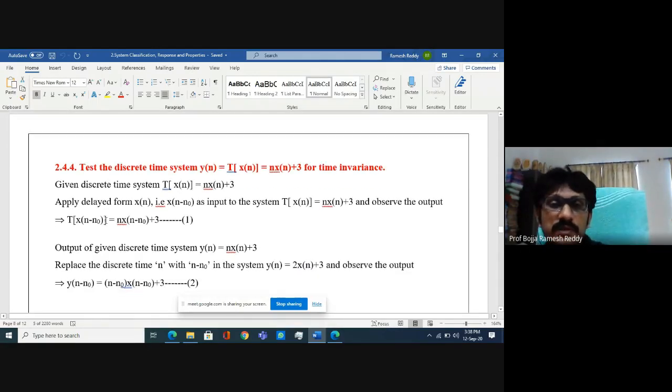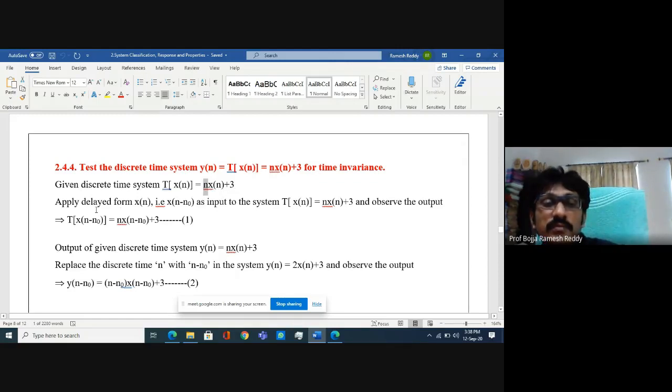Now repeat the previous procedure. Given the discrete time system, transformation of x of n is equal to n x of n plus 3. Here n means the coefficient is variable. Previously the coefficient was constant: 2 x of n means the coefficient is constant, that is amplification. Now the amplification is a variable quantity, not a constant value.